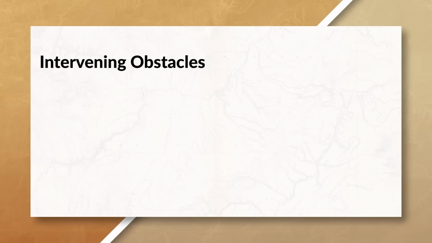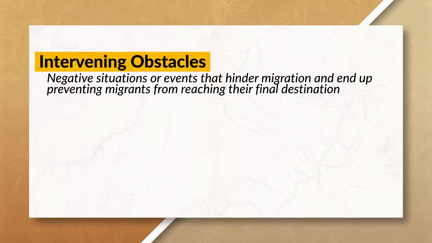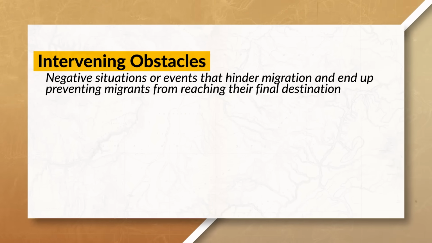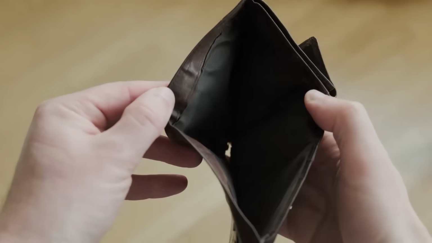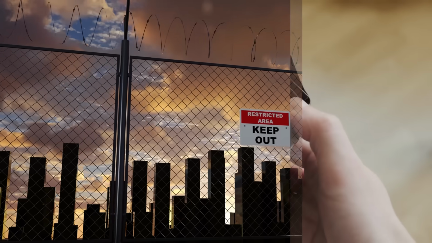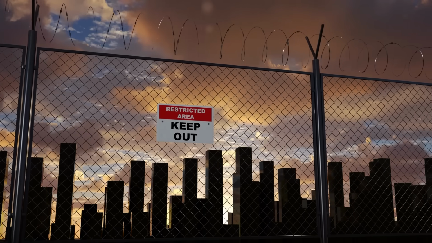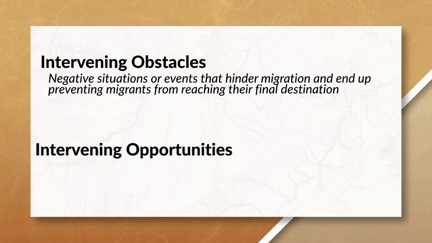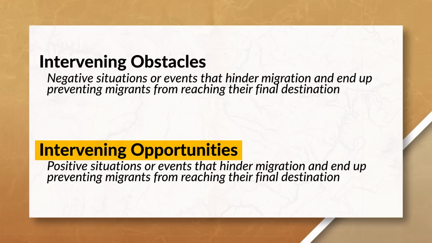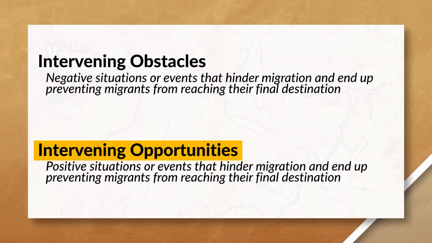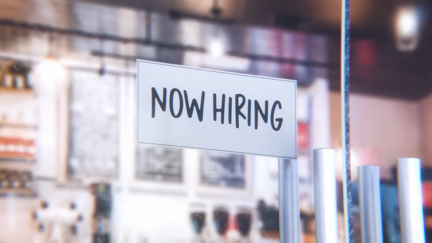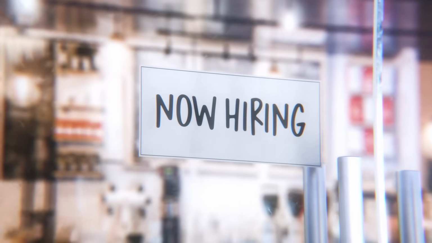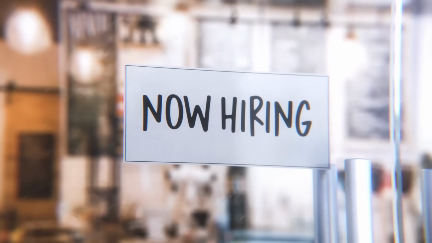Two other concepts that you will want to be familiar with when it comes to migration are intervening obstacles and intervening opportunities. Intervening obstacles are negative situations or events that hinder migration and end up preventing migrants from reaching their final destination. For example, if a migrant ran out of money to complete their migration or is denied entry to an area due to immigration policy. While intervening opportunities, on the other hand, are positive situations or events that hinder migration and end up preventing migrants from reaching their final destination. For example, if you were on your way to your destination but find a job offer in an area you were driving through and decide to take the job.